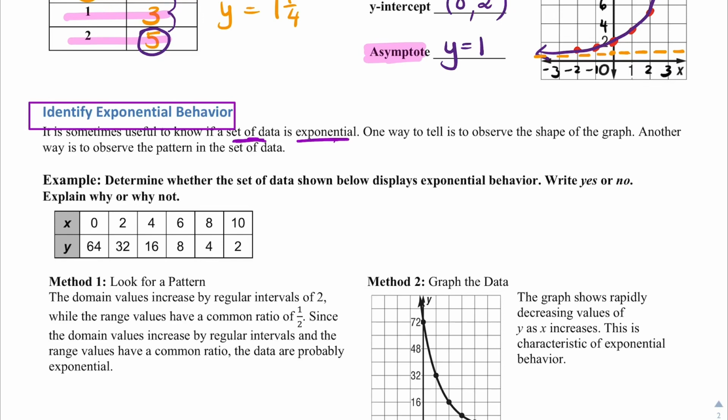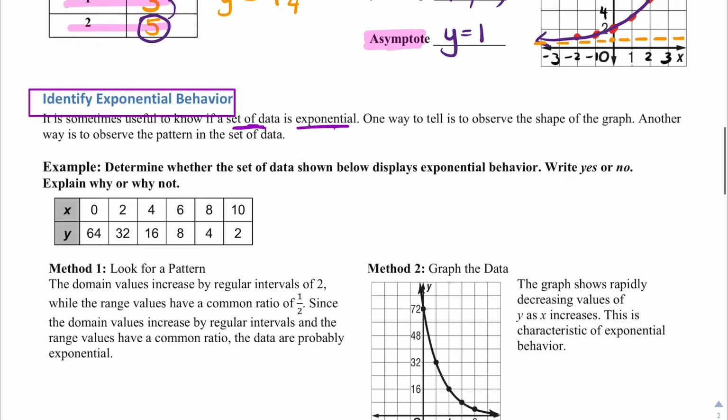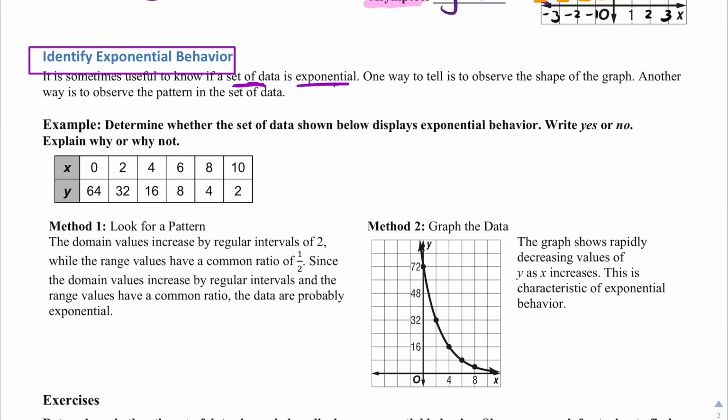Remember, we've seen tables of linear behavior, quadratic behavior, so now we need to be able to identify exponential behavior. And the way to do that, obviously there's a couple of ways. The first way is I give you a table and you have to look for a pattern. And the second way is to actually graph the data, and then you'll see quite clearly that it will have characteristics of exponential behavior.